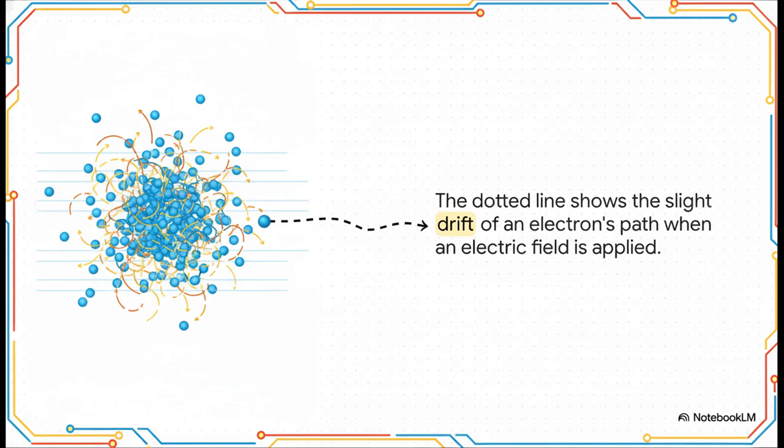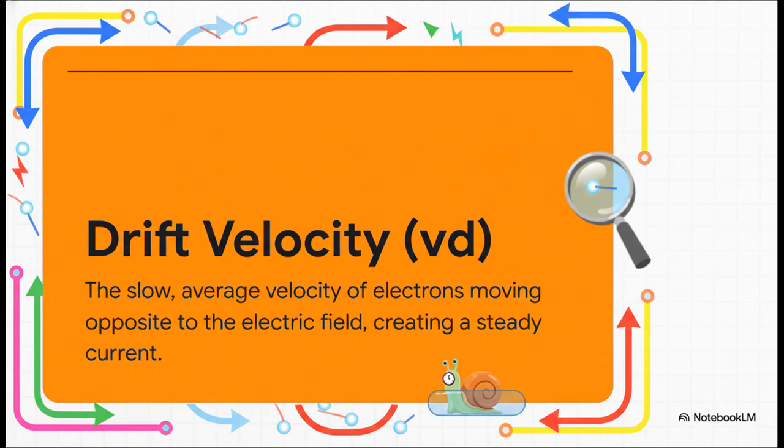See that dotted line? That shows the slight drift of the electron's path when you apply that electric field. That slow average velocity is what we call drift velocity. It's what creates the steady current we use.